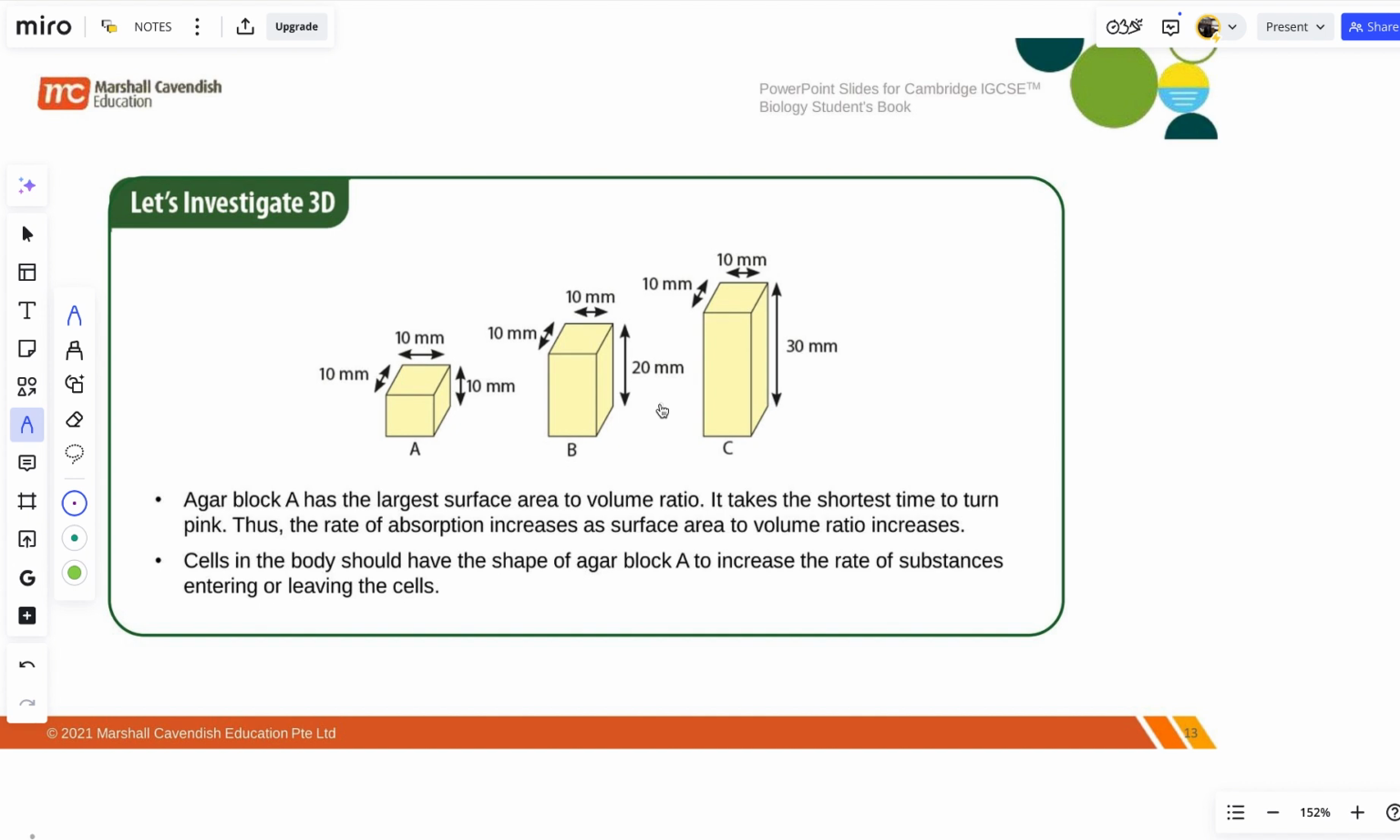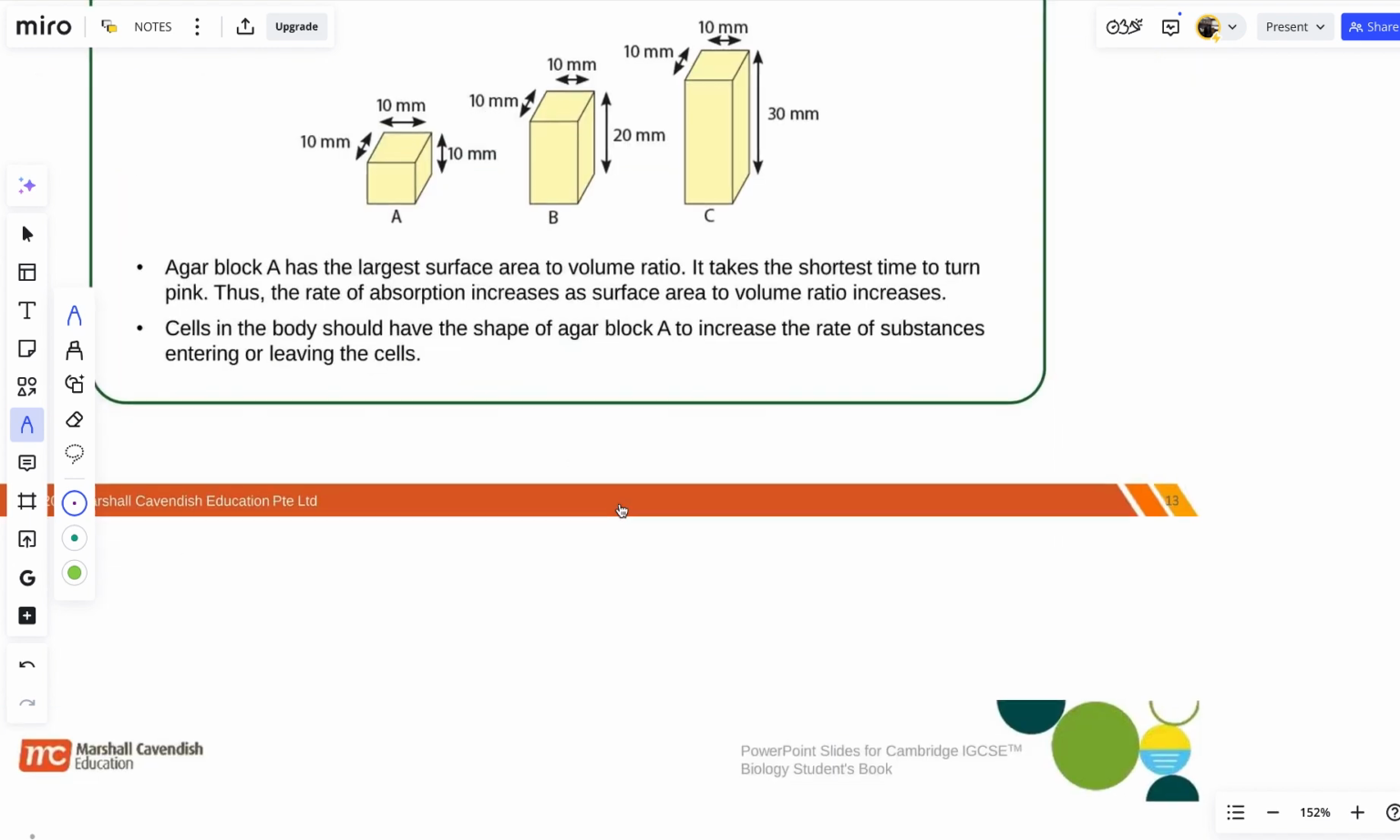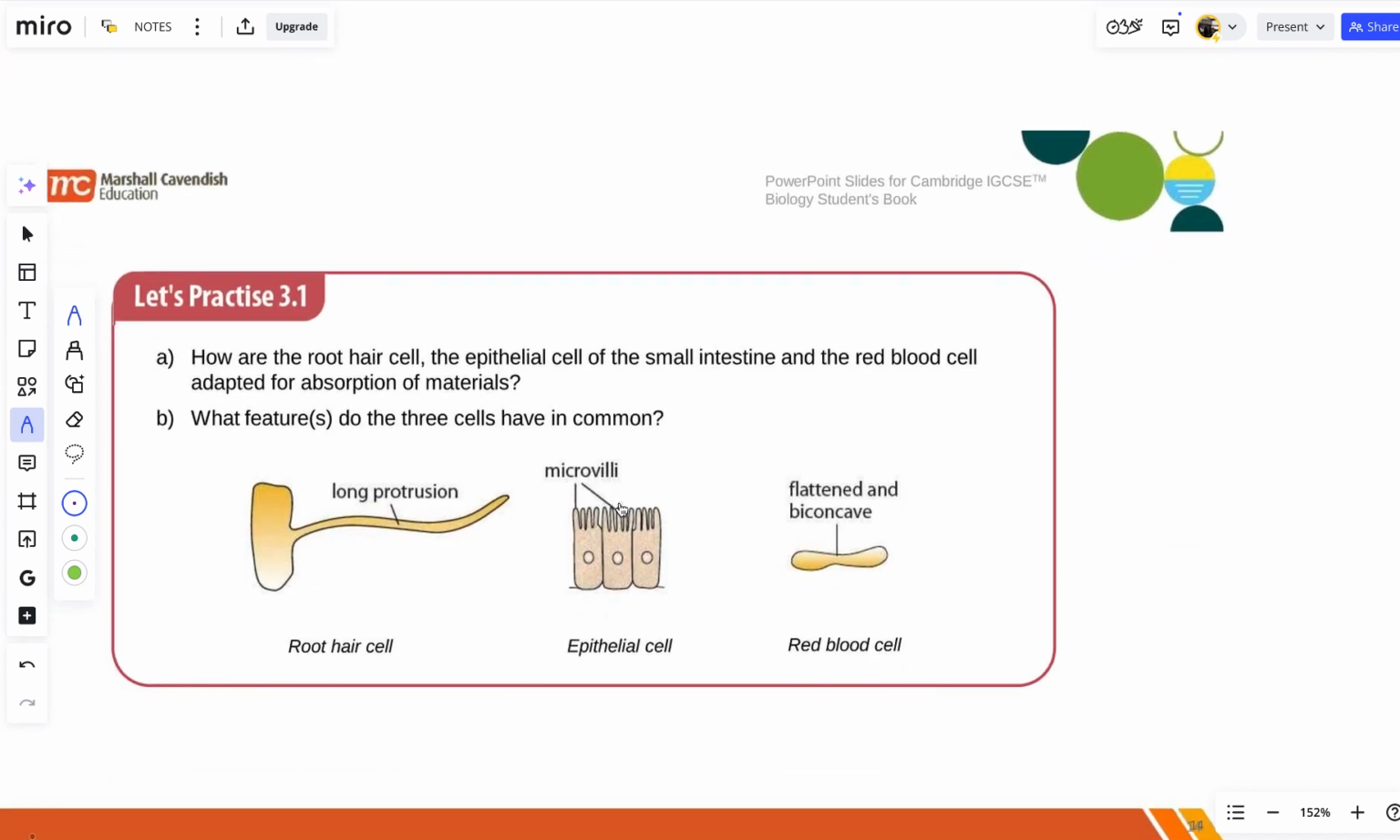Here is a question for us. It says we should find which one has the greater surface area to volume ratio. Okay, we should try this. We should pause the video and do this question.